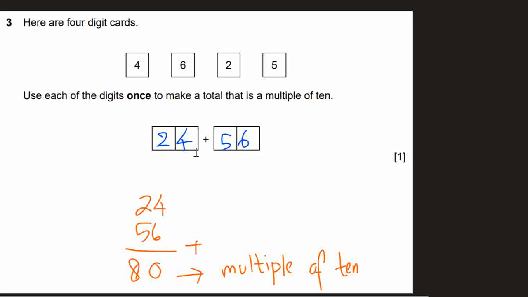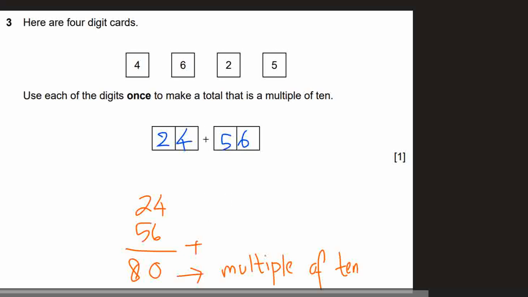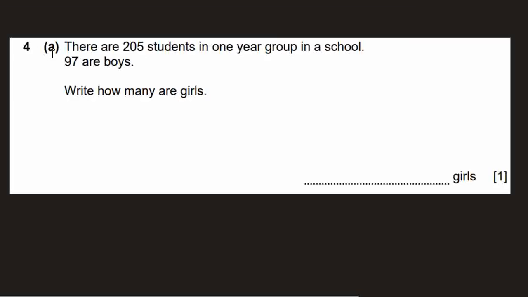Here's the answer and the explanation. Question number 4A. There are 205 students in 1 year group in a school. 97 are boys. Write how many are girls. 1 minute from now.